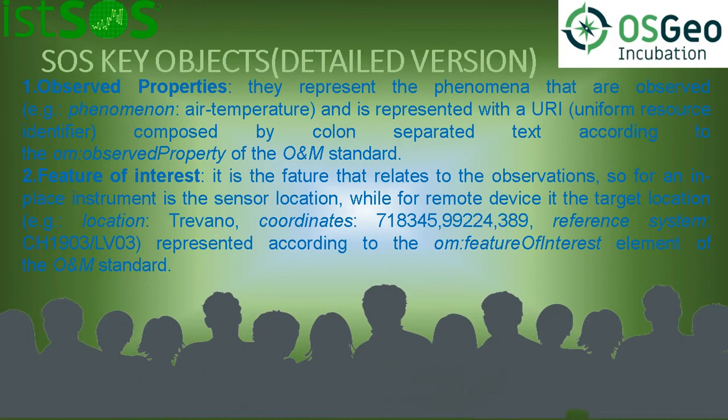Second, feature of interest. It is the feature that relates to the observations. For an in-place instrument it is the sensor location, while for a remote device it is the target location. For example, location Trevano, coordinates 718359.9, 99224.389, reference system CH1903/LV03, represented according to the om:featureOfInterest element of the O&M standard.